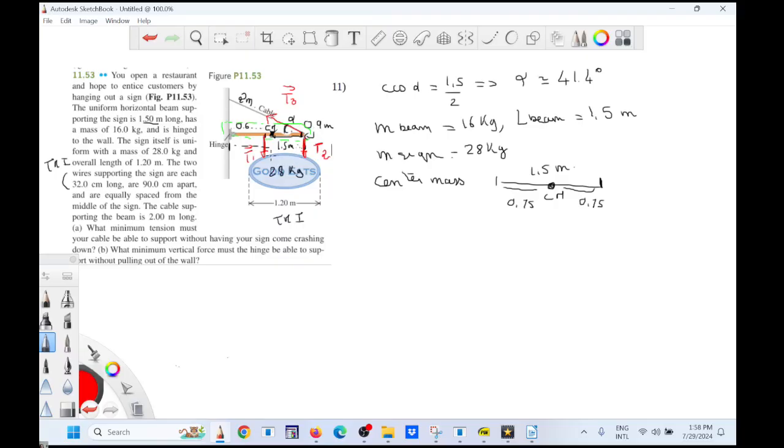And they are equal, so if the center of mass is here, you see they are the same distance, okay? But anyway, that will be T1 and T2, and we have the center of mass. And the sign here is larger, okay? So here we have the weight, that's going to be the weight of the beam. I'm going to call that W.